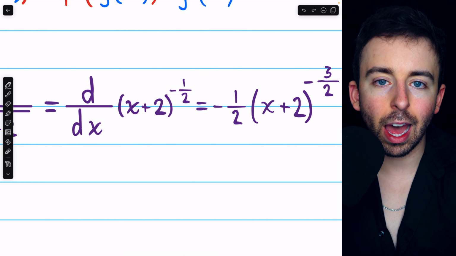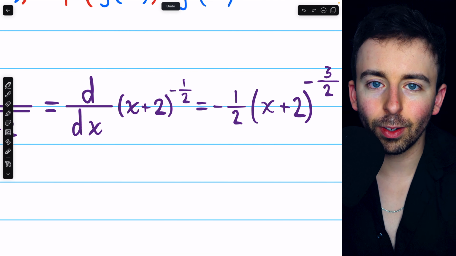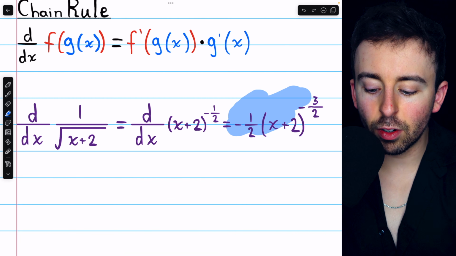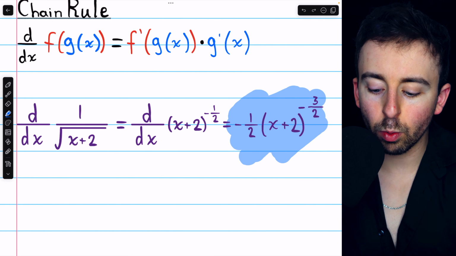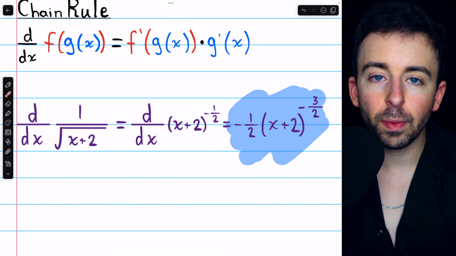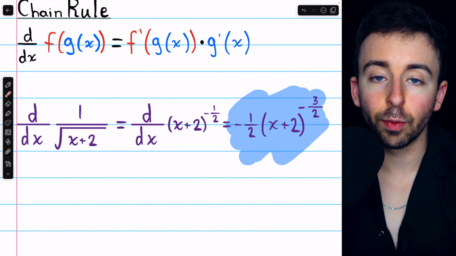Finally, we must multiply by the derivative of the inside function. But the inside function is x plus 2, and its derivative is 1. So we're done. And that is the derivative of 1 over the square root of x plus 2. Just rewrite it as a power of x plus 2, and then use the power rule. -1/2 times (x plus 2) to the -3/2.